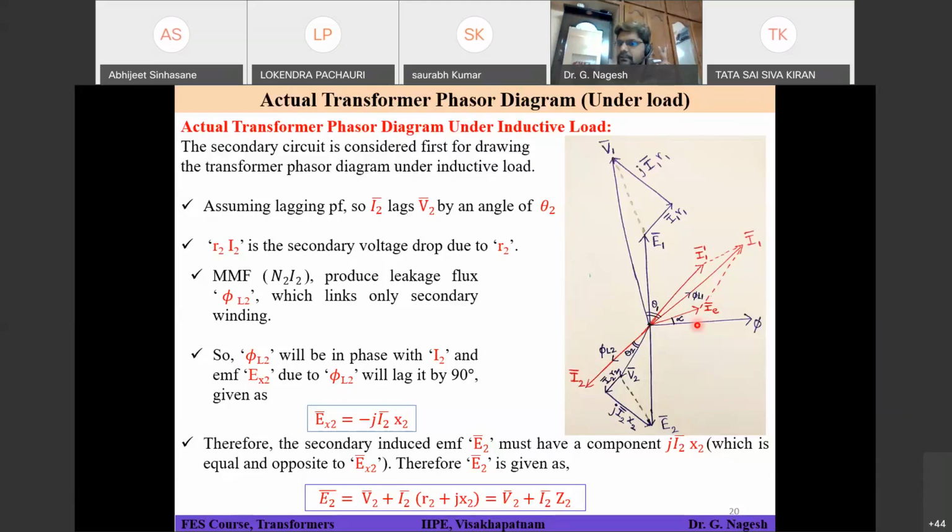So for an ideal transformer, we have assumed core loss is equal to 0. Then I_C, which should be in phase with I_E, is equal to 0. Correct? When I_C is equal to 0, obviously this I_E will fall on the x-axis straight away. So that's why I_E has fallen in phase with phi for an ideal transformer.